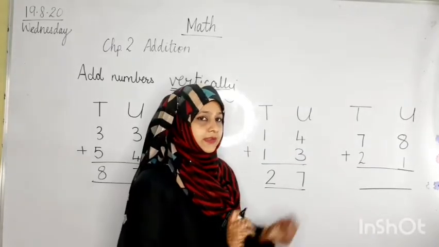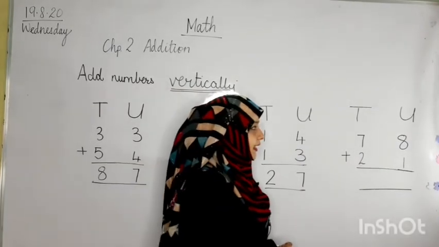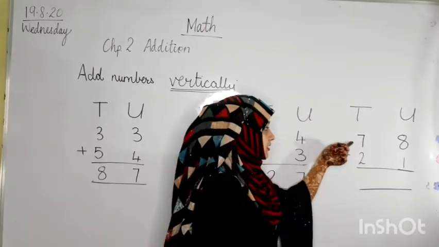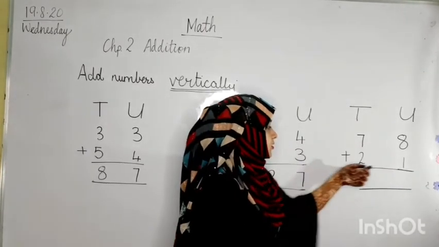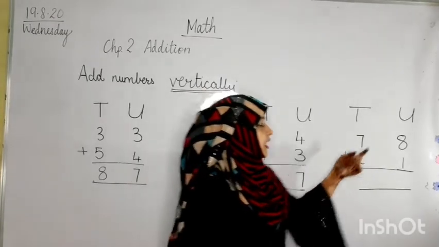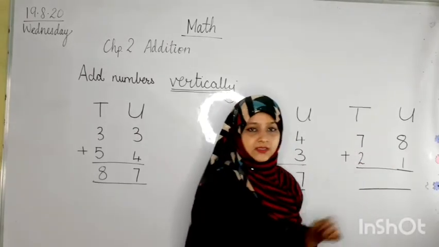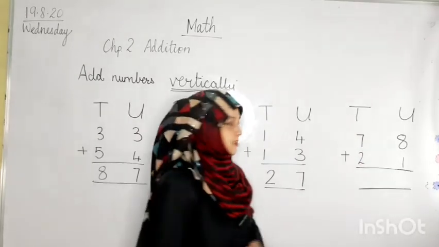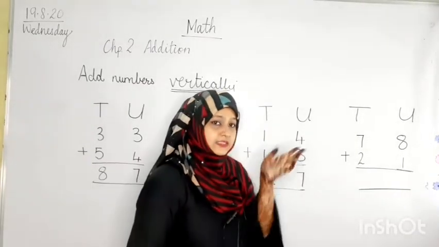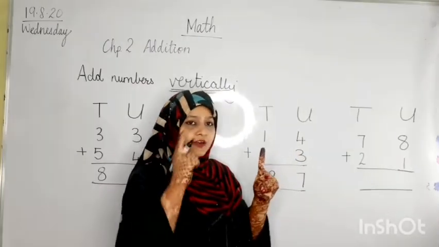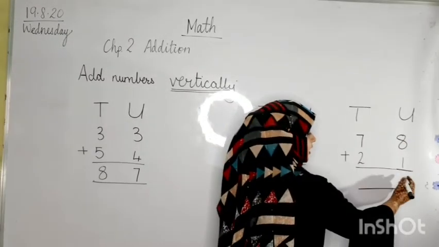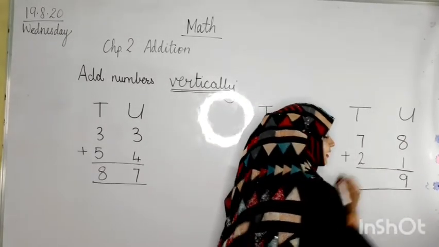So let's see the next example now. Again, I have written the place value tens and units and I have written 78 plus 21. So how are we going to do it? First, we are going to add the numbers in the units place. So 8 plus 1. That means we are going to keep 8 in my mind and 1 on my finger. After 8, 9. So 8 plus 1 gives us the answer 9.